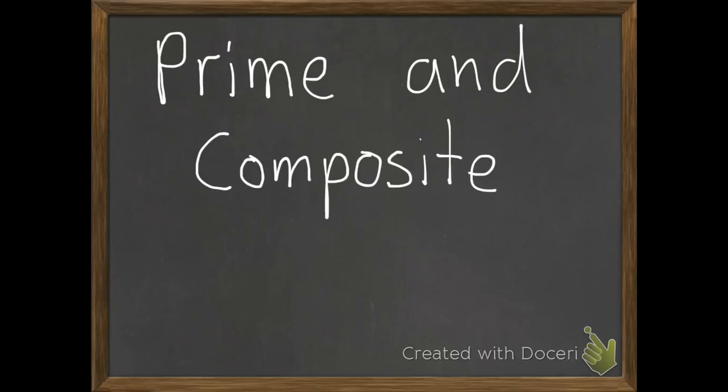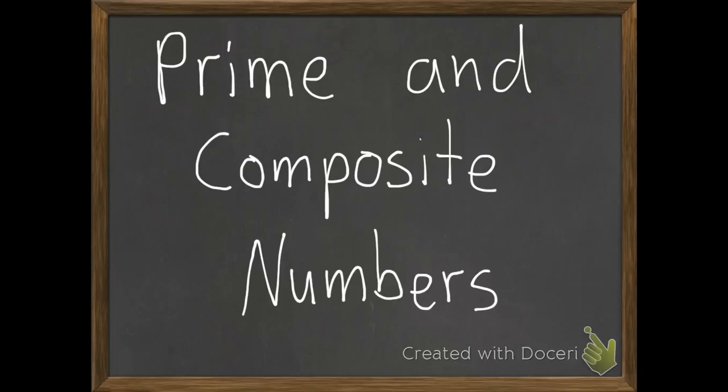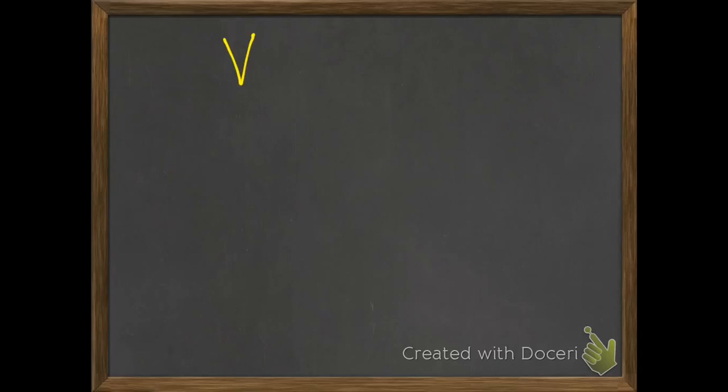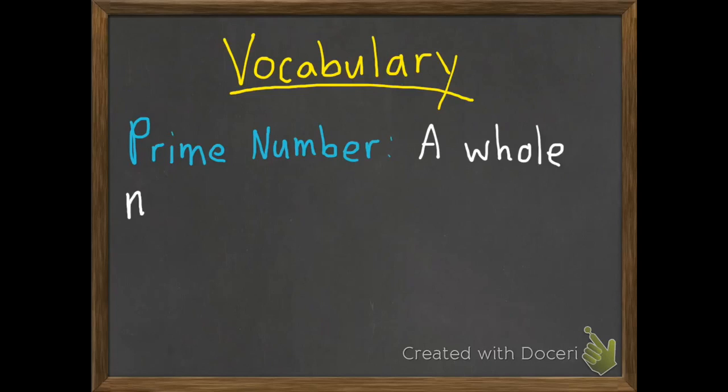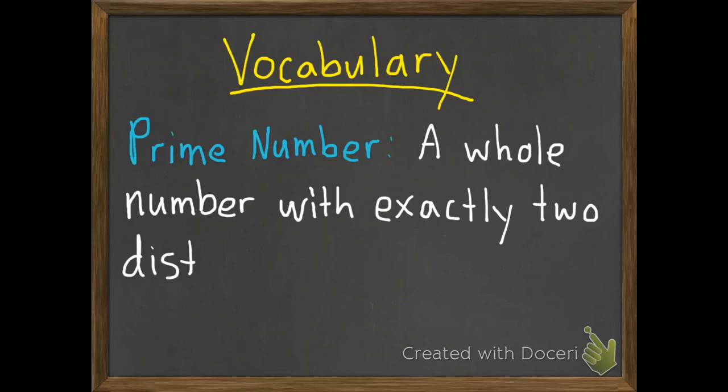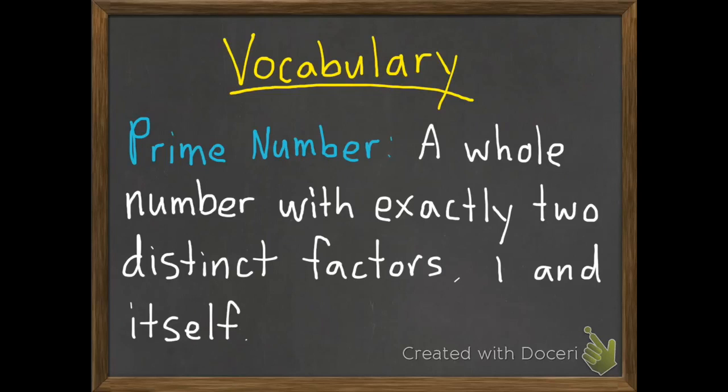Today's lesson is on prime and composite numbers. We have some vocabulary you need to write down. First of all is prime. A prime number is a whole number with exactly two distinct factors, one and itself. We went over factors yesterday, so hopefully you still remember that.